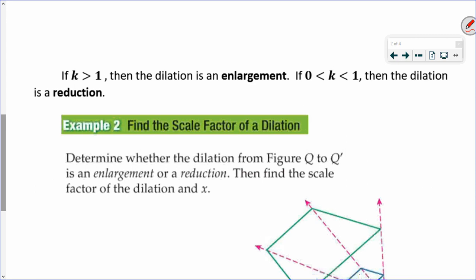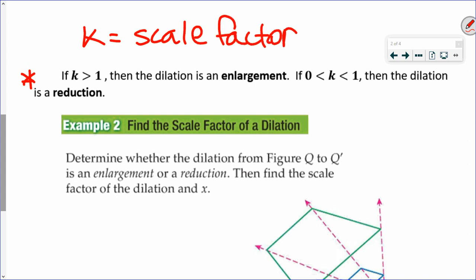A good problem though is being able to identify whether a dilation is an enlargement or a reduction. So we've got a rule here for that. Let's say K is the scale factor, similar to when we did similarity. If the scale factor is greater than 1, then the dilation is an enlargement. And if the scale factor is between 0 and 1, then it is a reduction.